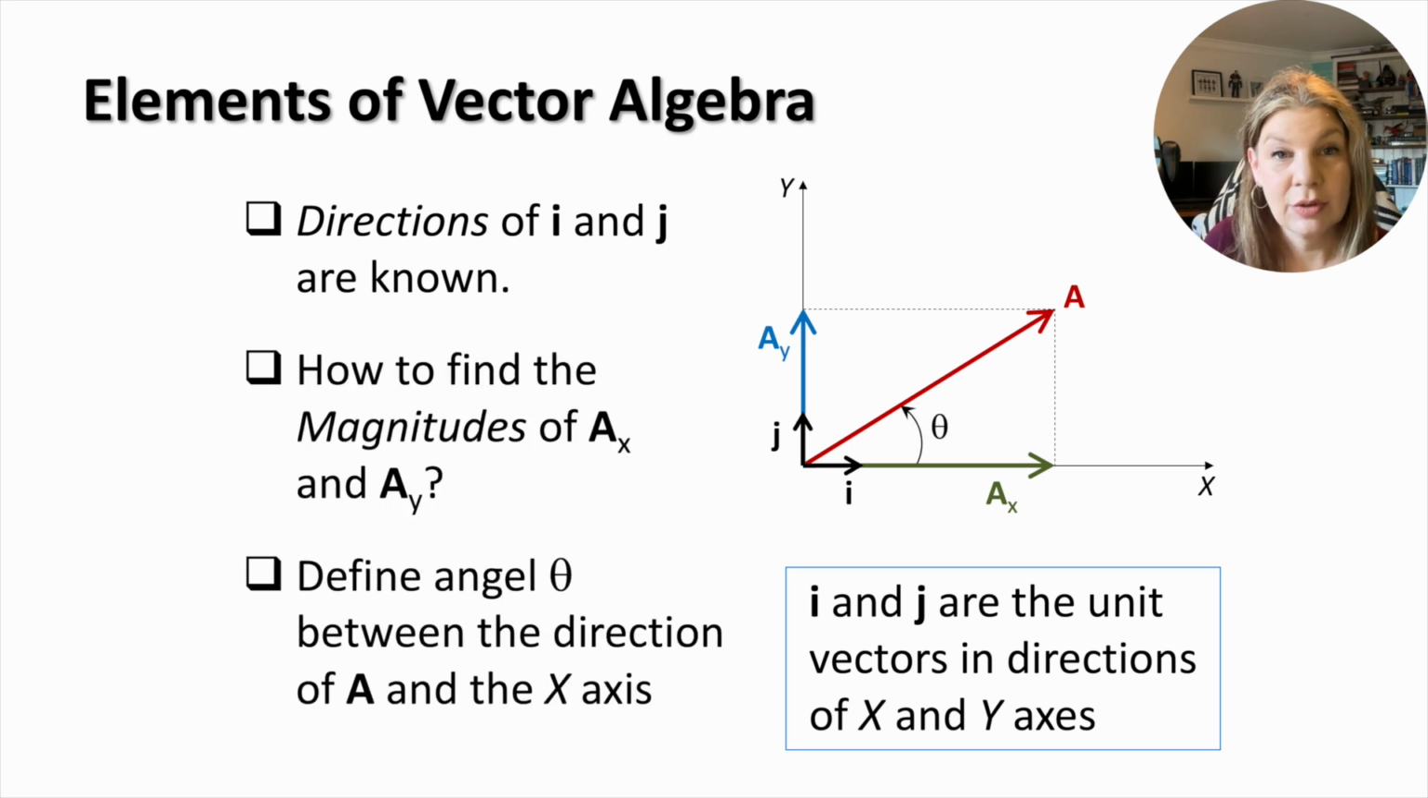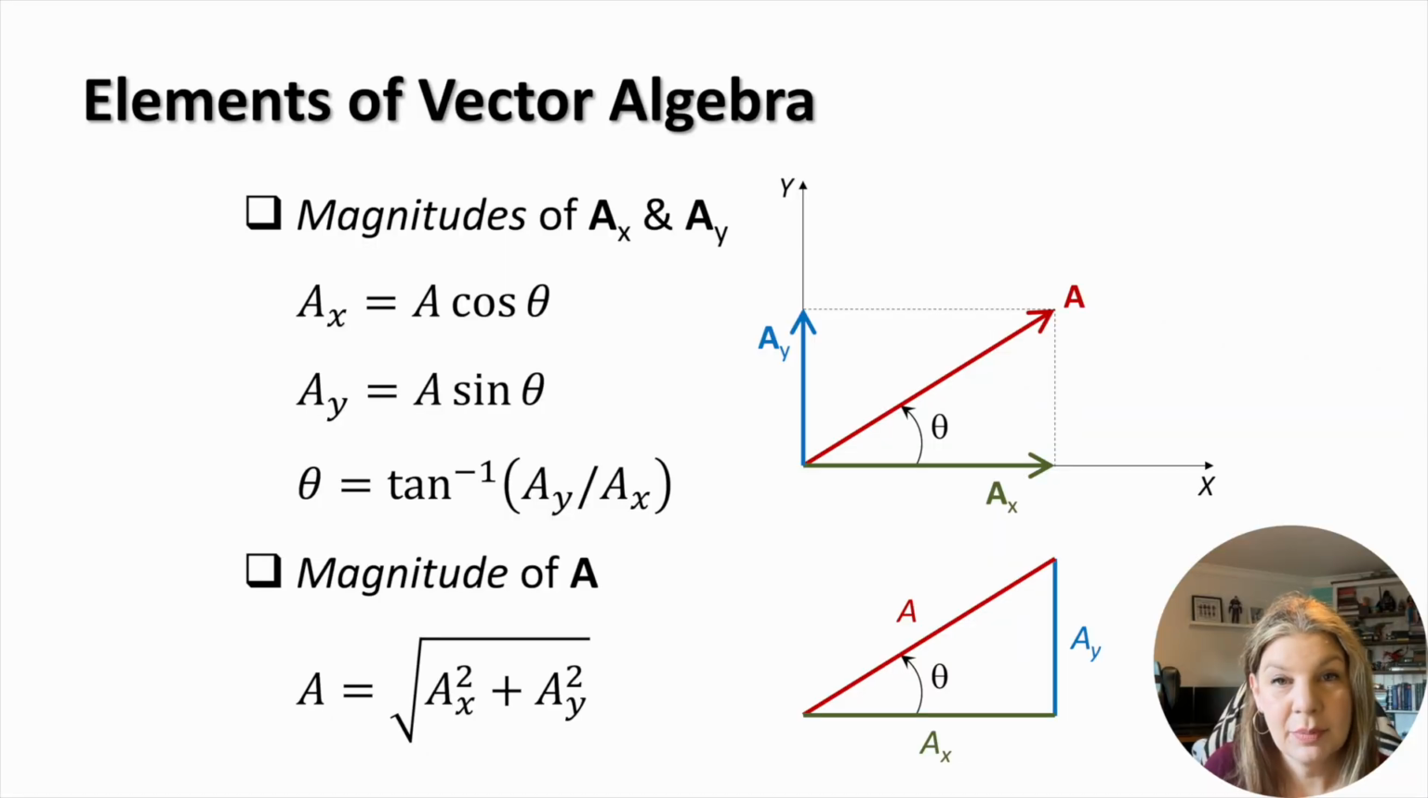To find the magnitudes of the vector components ax and ay, we define the angle theta between the direction of vector A and the x-axis. The magnitudes of the vector components ax and ay can be found as follows. ax equals A cosine theta, and ay equals A sine theta. The angle theta can be found using the triangle shown at the bottom right as an arctangent of ay divided by ax. And the magnitude of vector A equals the square root of the squares of ax and ay.